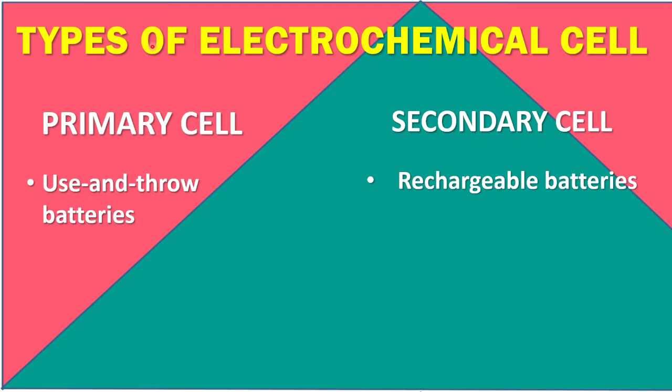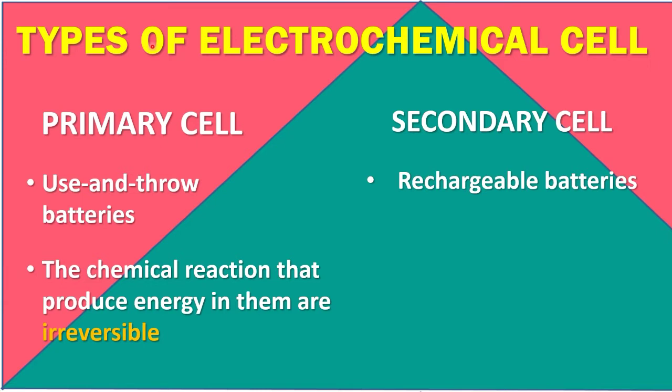For your primary cell, the chemical reaction in them that helps us to produce electrical energy is actually irreversible. That means at the end of that reaction, when you have used the electrical energy generated, we can't use them again. We have to throw them away. Hence, they are called the use-and-throw-away batteries.